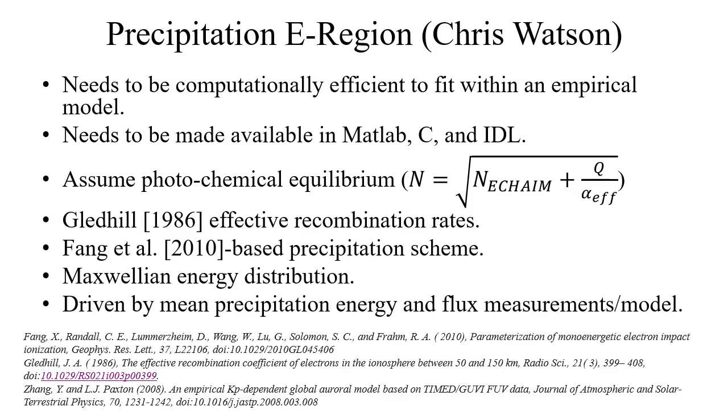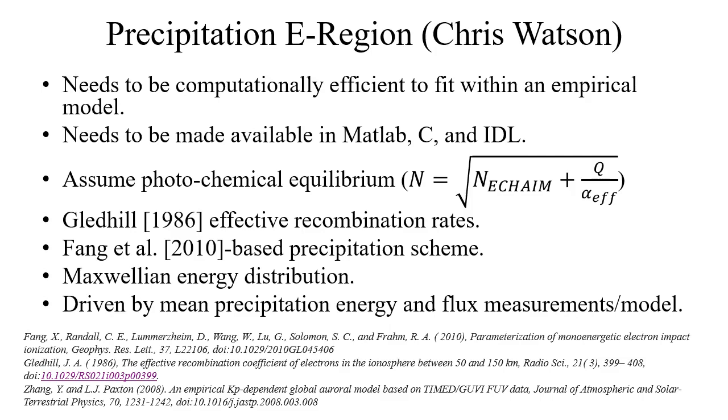So we kind of tied our hands in terms of what we could do in adding a precipitation code to the model. So we had to build something in-house, which leads us to doing your standard assume photochemical equilibrium, where we can write the electron density in a perturbed or precipitating environment to the quiet Eshame electron density, this auroral ionization rate, and then this effective recombination rate.